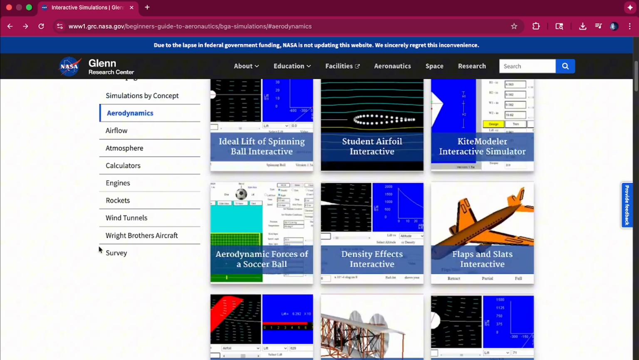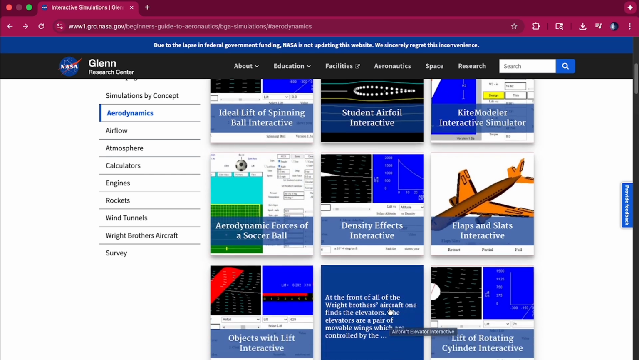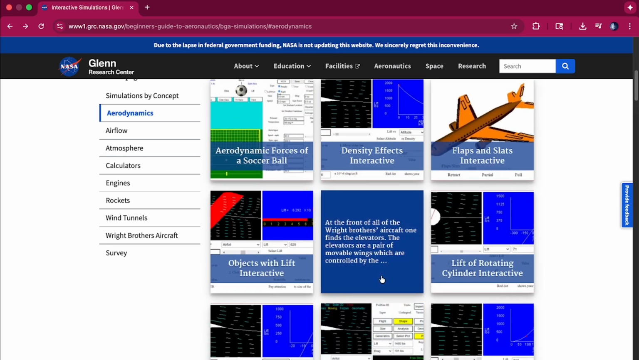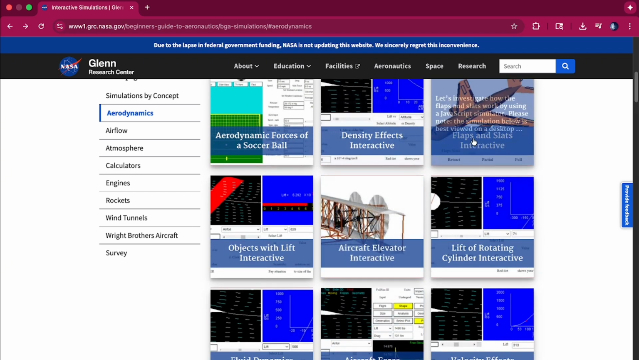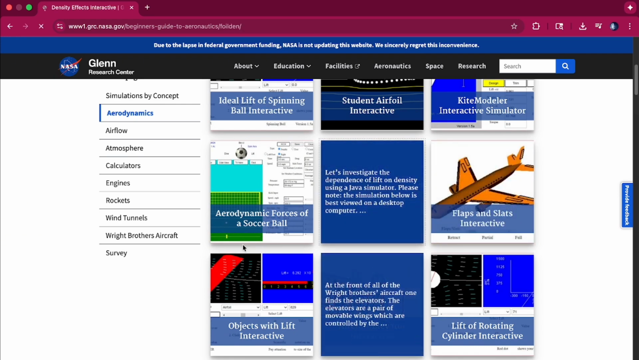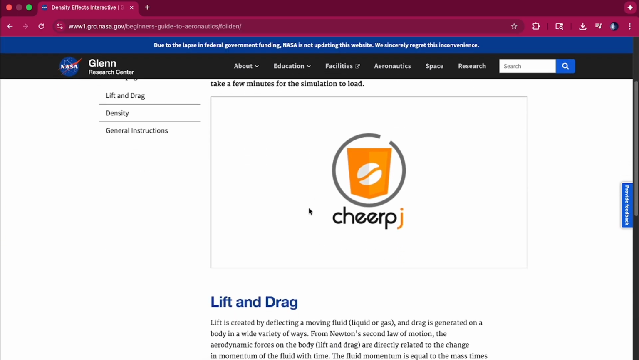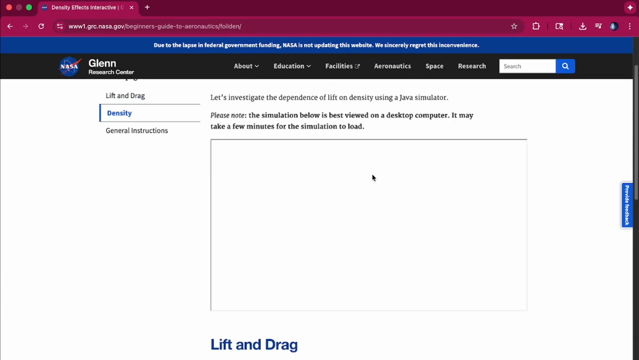So we also have other cool stuff as well. I want to do these kind of manually. Let's do this one, density impact. What's this called? Density effects interactive. So lift and drag, moving fluids and whatnot, second law of motion is integrated in here.